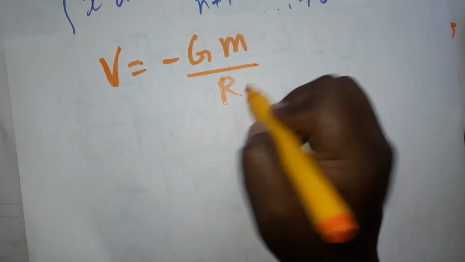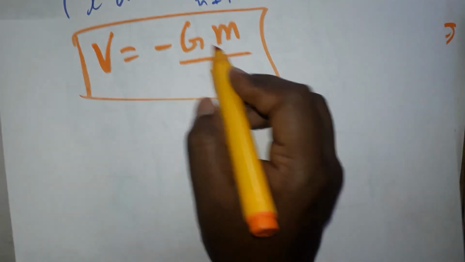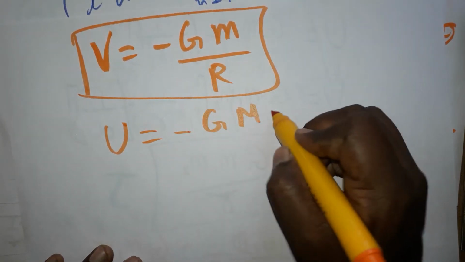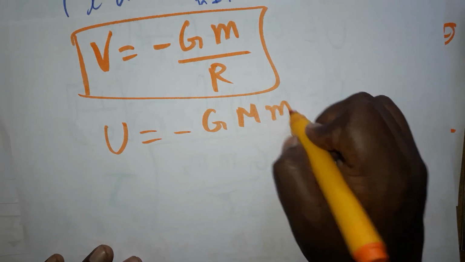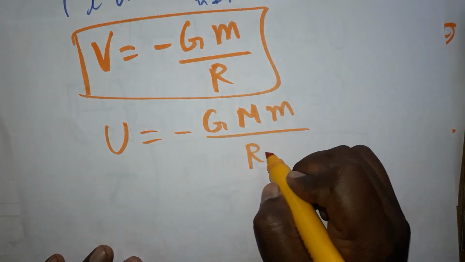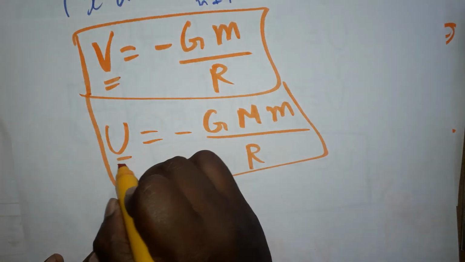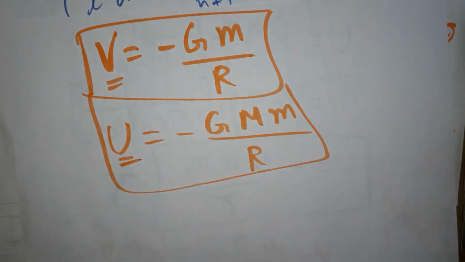Here r is the radius of the earth. It is a potential, and the potential energy is minus G m1 m2 divided by r. The potential symbol we can take as V, and the potential energy symbol as U. The next concepts we are going to discuss are orbital velocity, escape velocity and total energy.